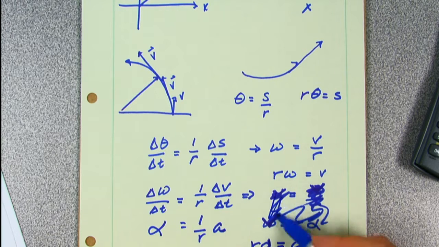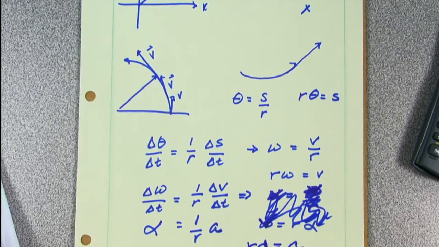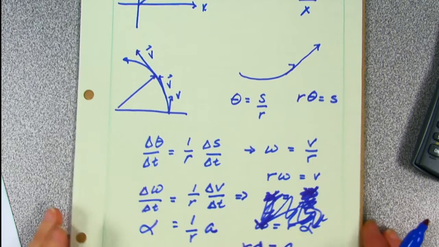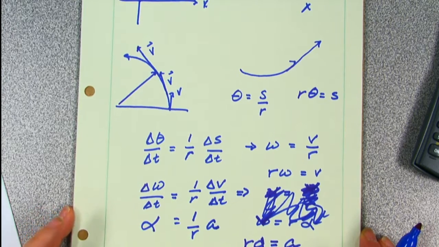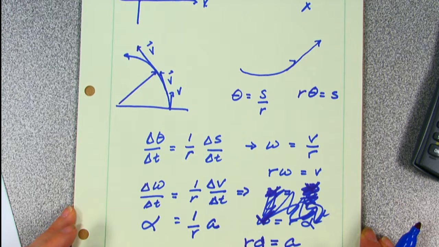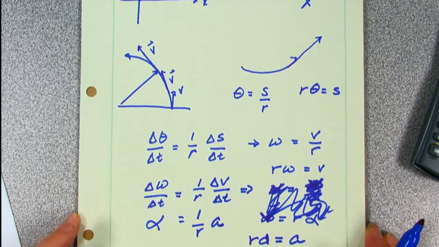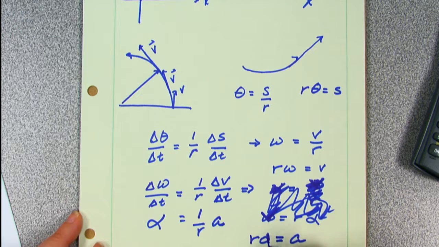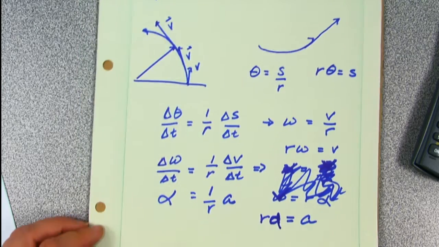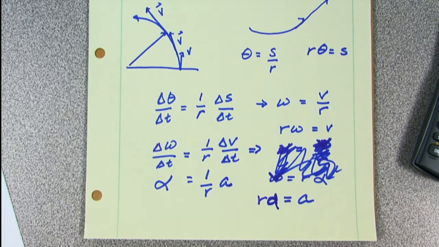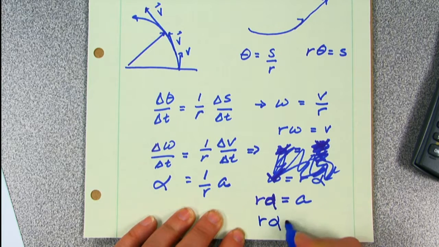And I knew that wasn't right because we get something else. Because we will actually get centripetal acceleration, the center-seeking acceleration. This is an alpha, so this looks better. It's an alpha, so it's R alpha equals A.